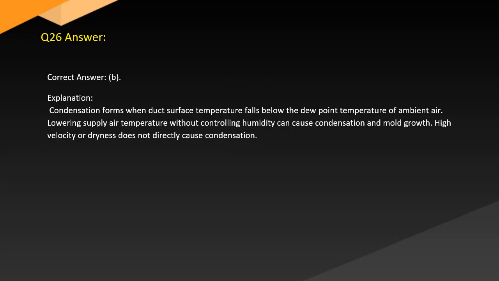Answer. Correct answer, B. Explanation. Condensation forms when duct surface temperature falls below the dew point temperature of ambient air. Lowering supply air temperature without controlling humidity can cause condensation and mold growth. High velocity or dryness does not directly cause condensation.